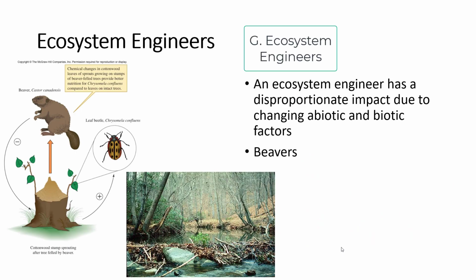Ecosystem engineers have a disproportionate impact due to changing the abiotic and biotic factors. Beavers chop down trees and make dams and change the structure of a forest by adding a pond. And that changes the water flow, changes water oxygenation, and a whole bunch of other factors, including even the presence of leaf beetles on the side shoots on the cottonwood stumps. You can also look at termites or ants as ecosystem engineers.